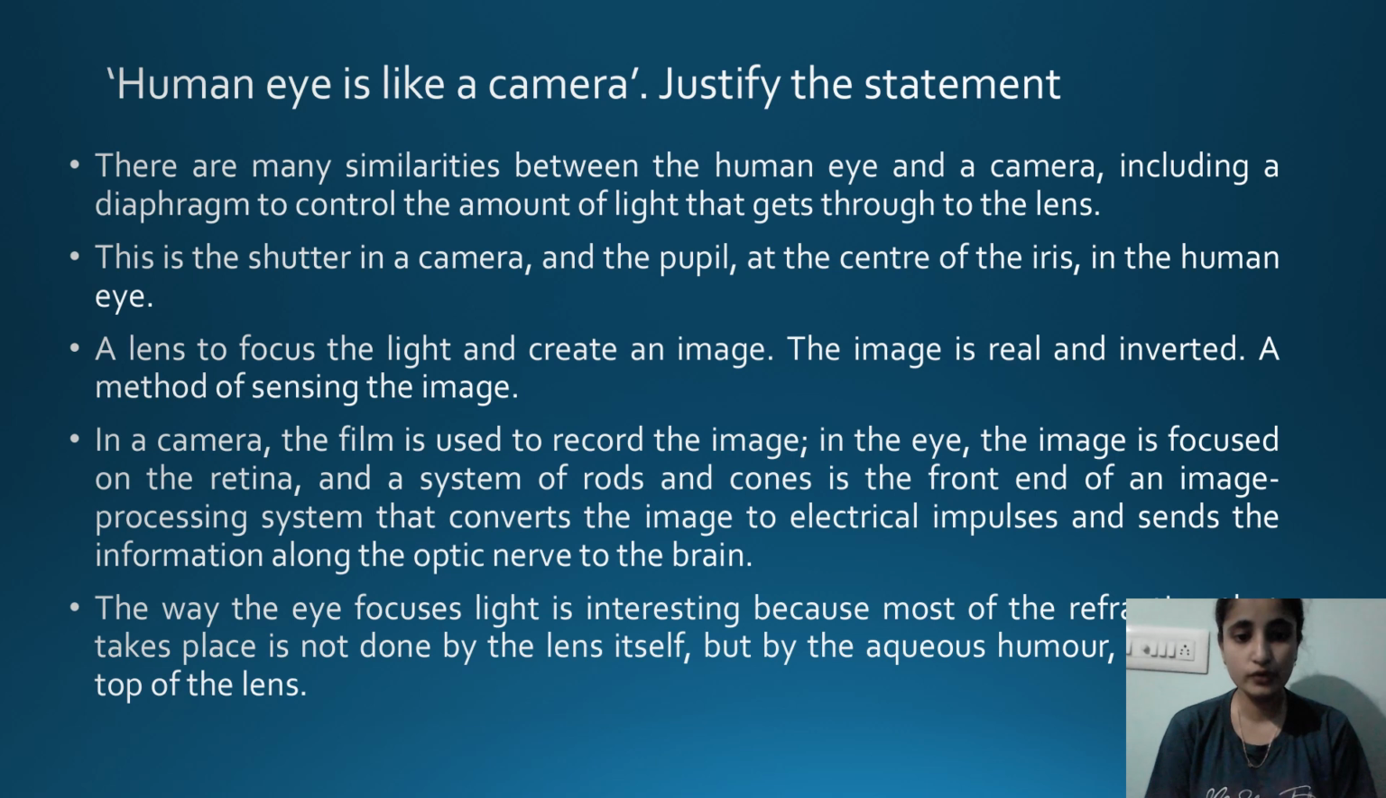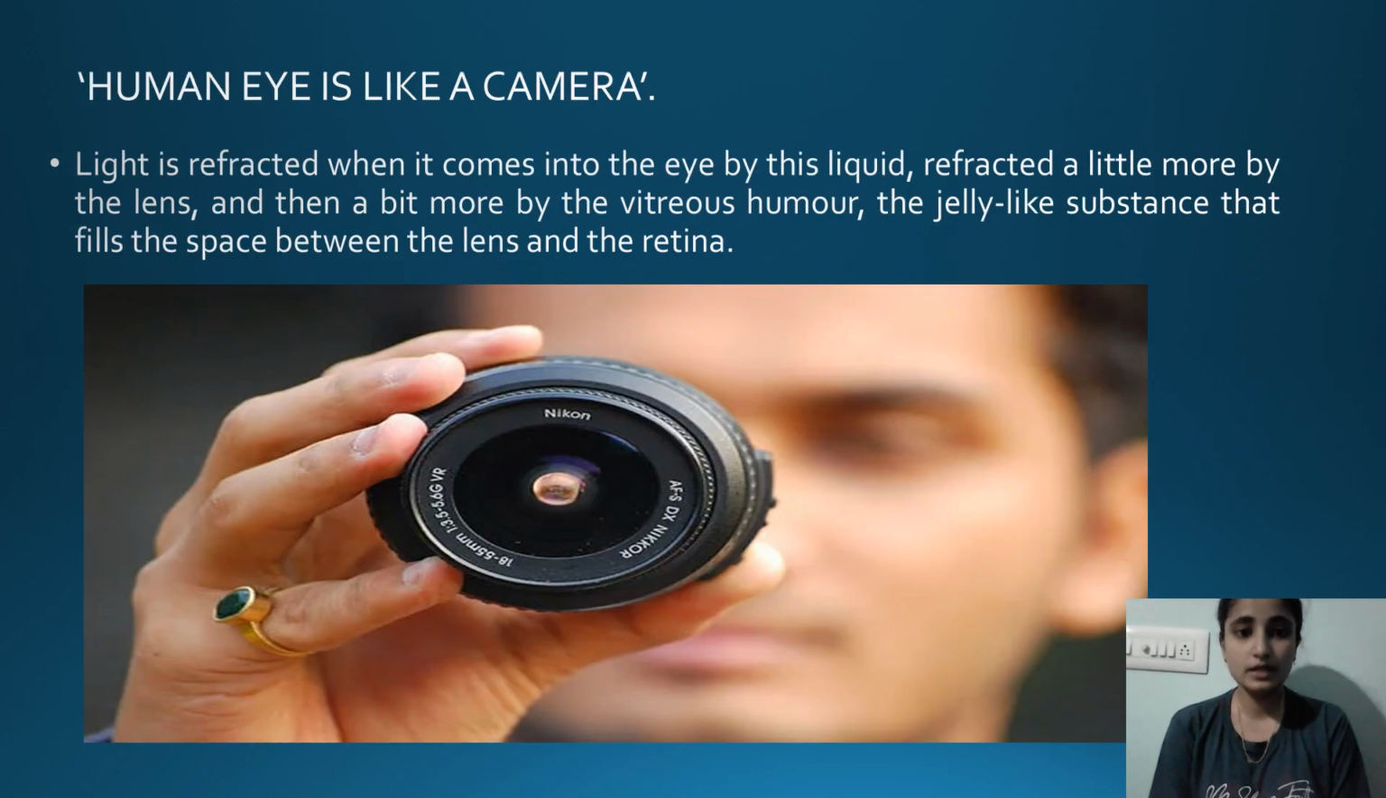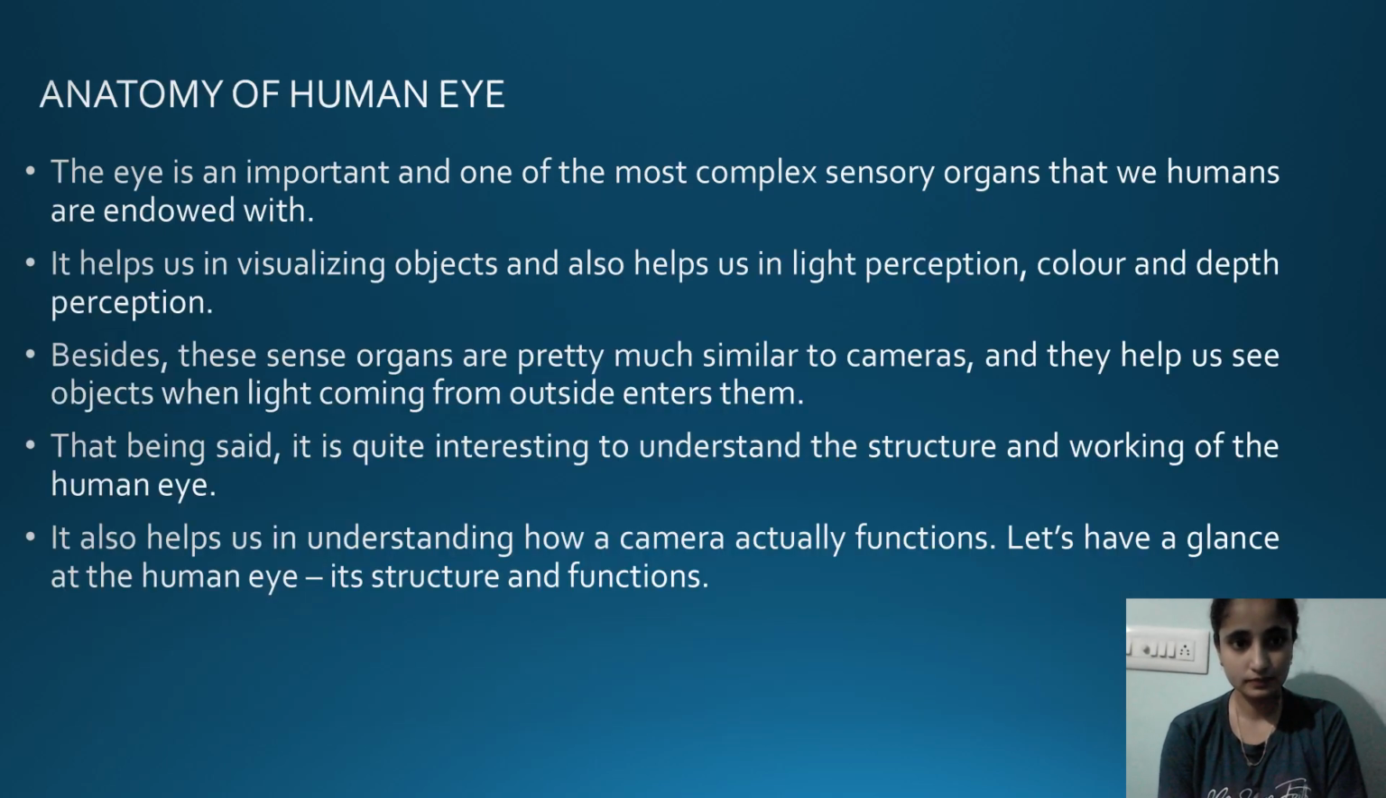The way the eye focuses light is interesting because most of the refraction that takes place is not done by the lens itself but by the aqueous humor, a liquid on the top of the lens. So light is refracted when it comes into the eye by this liquid, refracted a little more by the lens, and then a bit more by the vitreous humor, the jelly-like substance that fills the space between the lens and the retina.